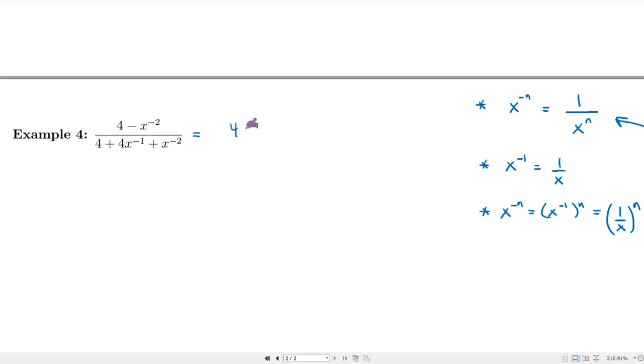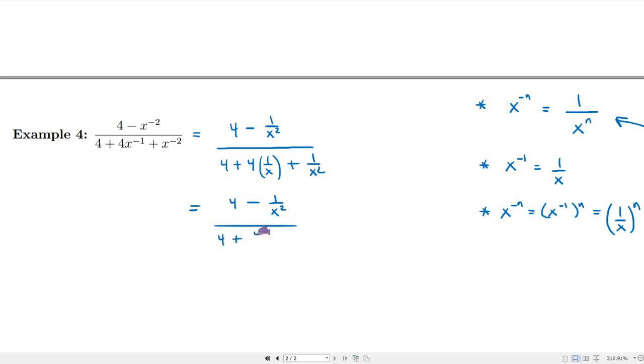So this is 4 minus 1 over x squared. And then down here we have 4 plus 4 x to the minus 1, which is 1 over x, and then that's plus 1 over x squared. So rewriting this a little bit, we have 4 minus 1 over x squared divided by 4 plus 4 over x plus 1 over x squared. Okay, now let's simplify the numerator and denominator separately.